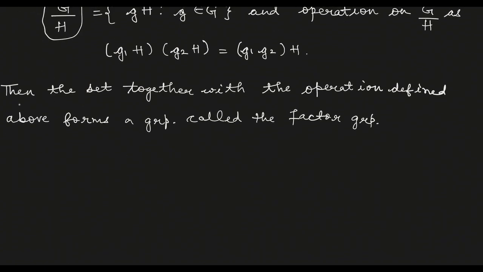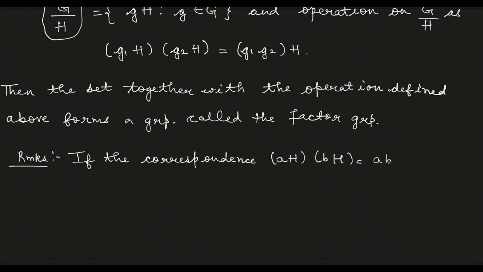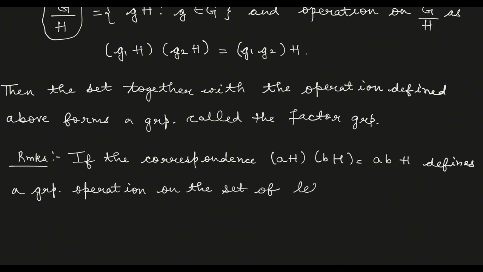Remarks: if the correspondence aH bH equal to abH defines a group operation on the set of left cosets of H in G, then H is a normal subgroup of G. If this operation is defined on the left cosets of H in G, then H is a normal subgroup of G. Now some examples.